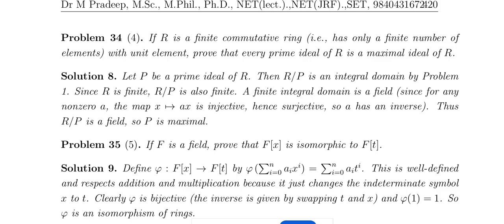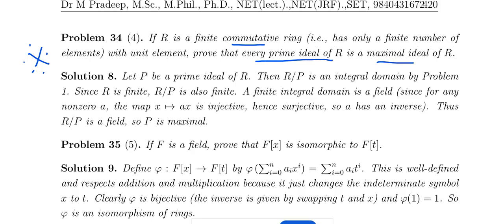R is a finite commutative ring, meaning the ring has only a finite number of elements, with unit element. Then every prime ideal of R is a maximal ideal. This is an important result. So every prime ideal of R is a maximal ideal of R.